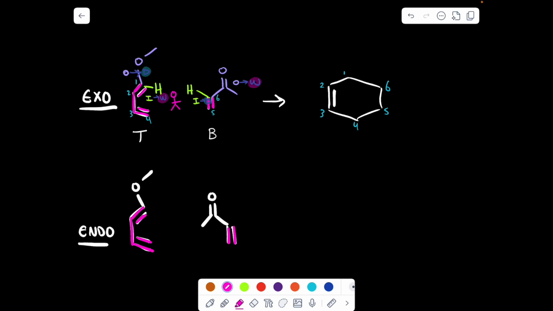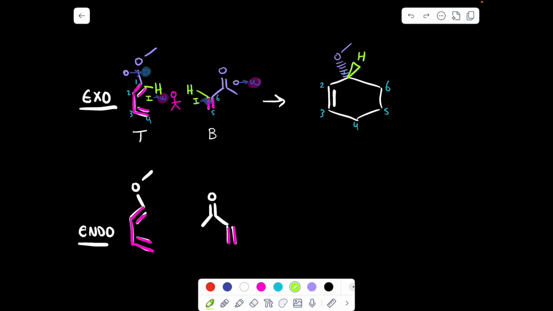So now, all you have to do is draw in those groups and put them on either a dash or a wedge based on what you told yourself on the reagent side. So on carbon number 1, I have to draw my OMe on a dash. OMe, OMe. And my hydrogen has to go on a wedge. H, just like that. So now what about the groups on carbon number 6 on the dienophile?